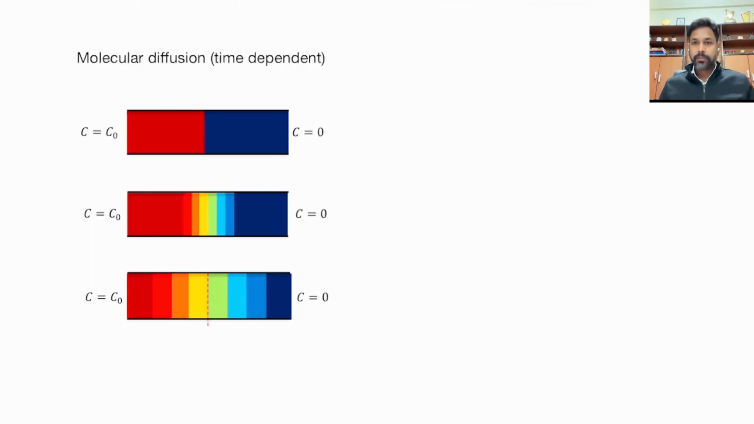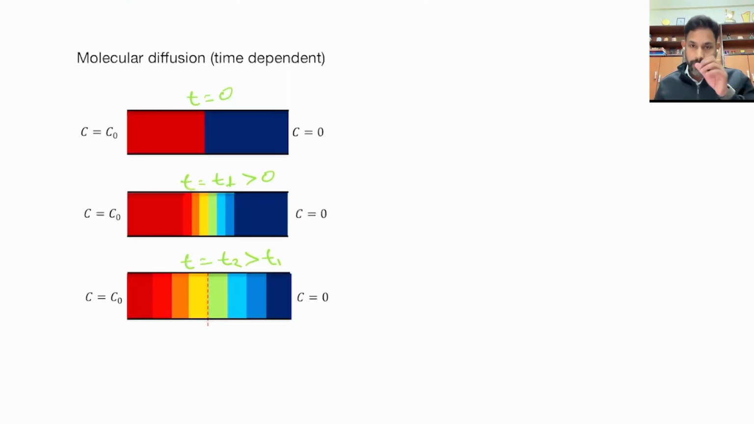So consider this example where you have two different blocks. One has C equal to C naught, the red fluid that has concentration of C naught, and the blue fluid has a concentration of 0. And we are assuming that there is a barrier in between, right, at time t equal to 0. So let's assume this is time t equal to 0, here time equal to time t1, which is obviously greater than 0, and here t equal to t2, which is greater than t1.